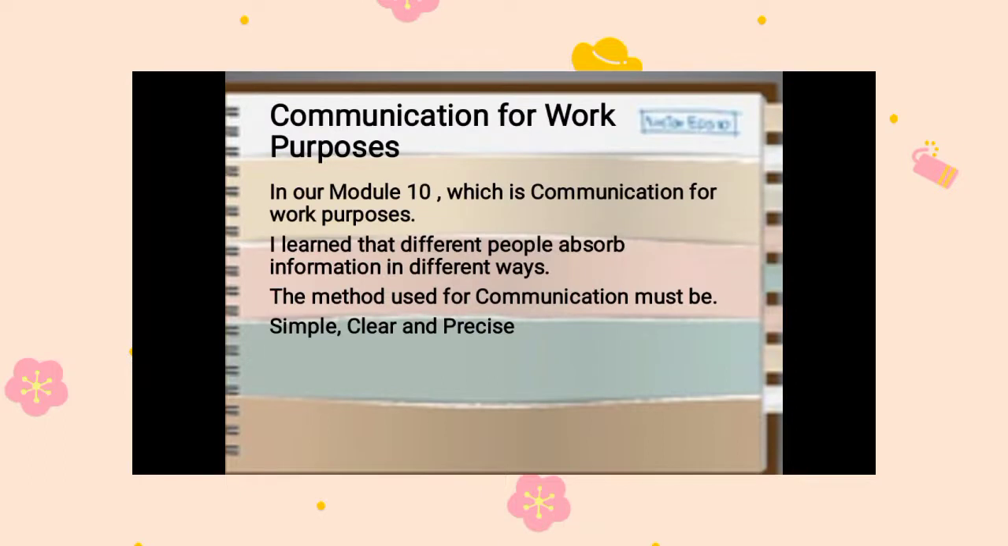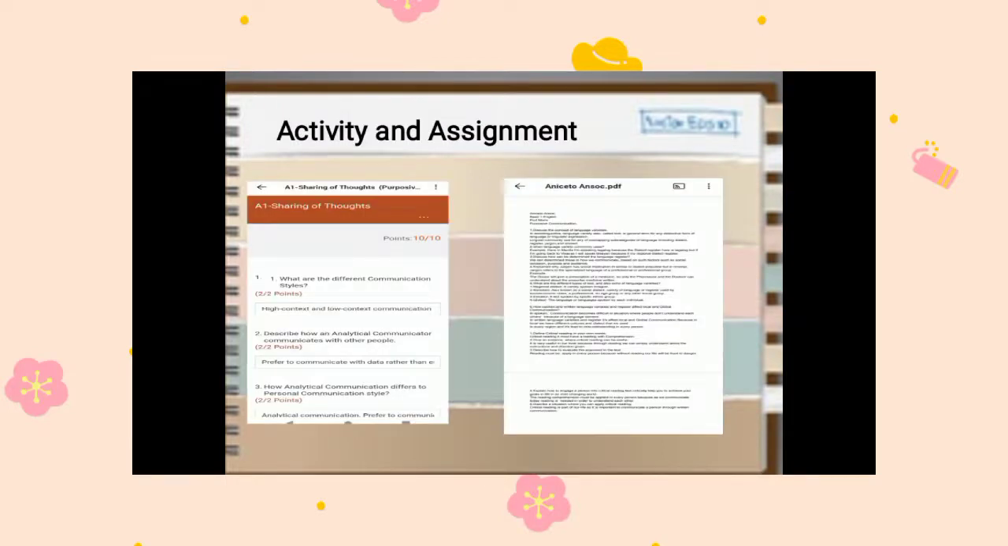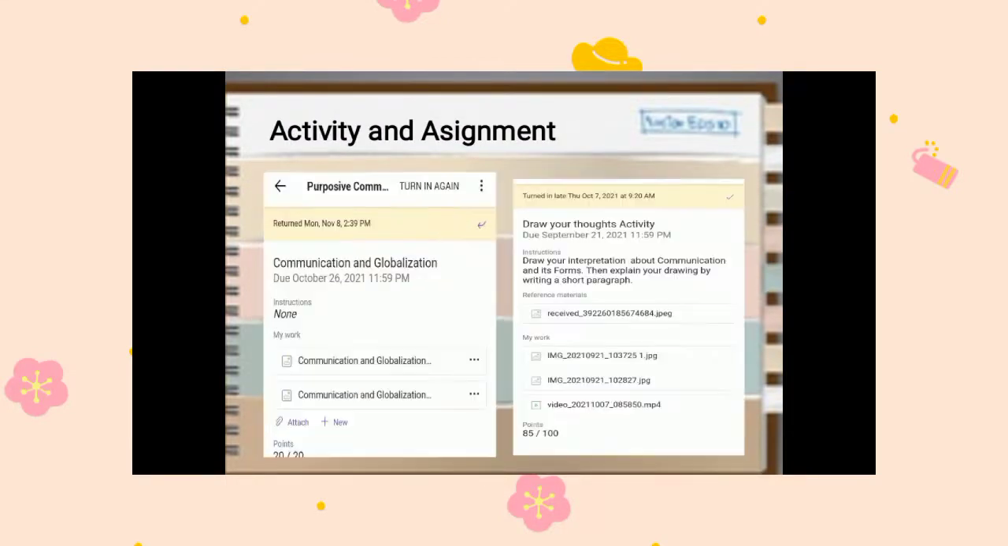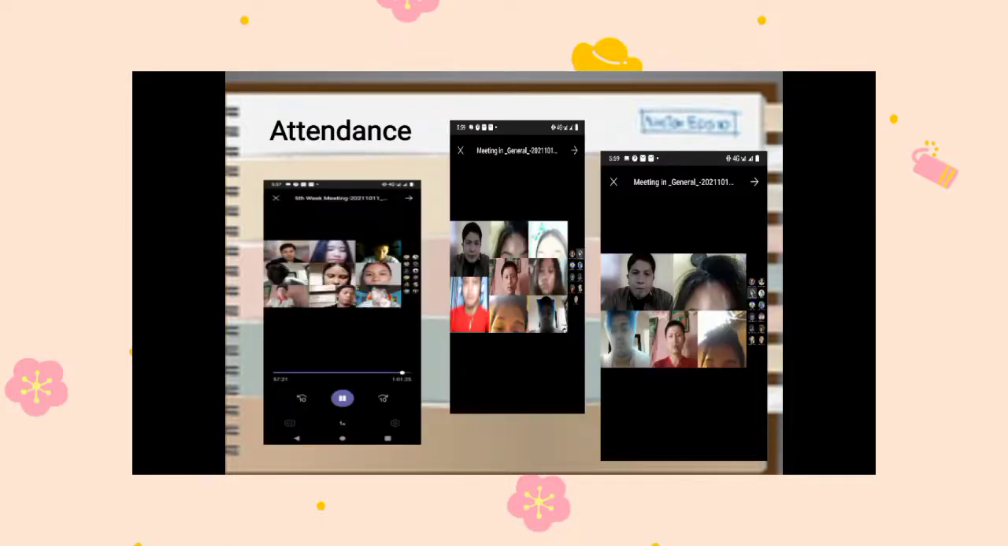In our Module 10, communication for work purposes, I learned that different people absorb information in different ways. The method used for communication must be simple, clear, and precise. And we have the activity and assignment, and we have the attendance.